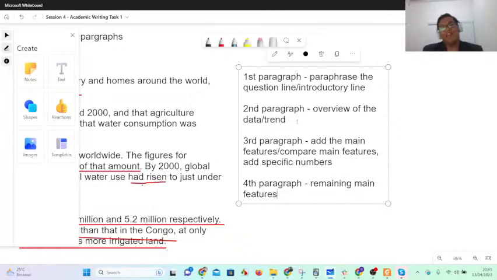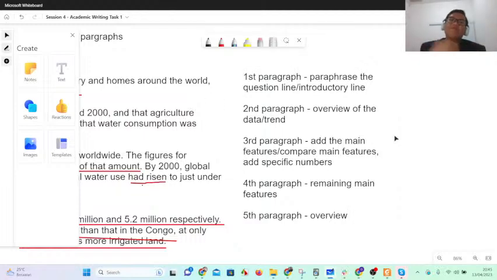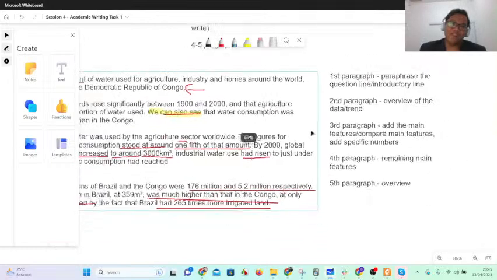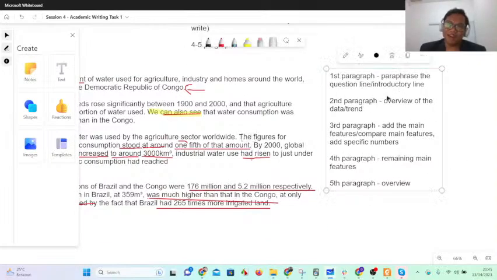Now, if you would like, for example, after four paragraphs, you counted, oh, it's still way below 160, it's like 120 or something, you want to add a fifth. That is allowed, but make sure that it's an overview. So almost similar to the first paragraph, but just with a different perspective.